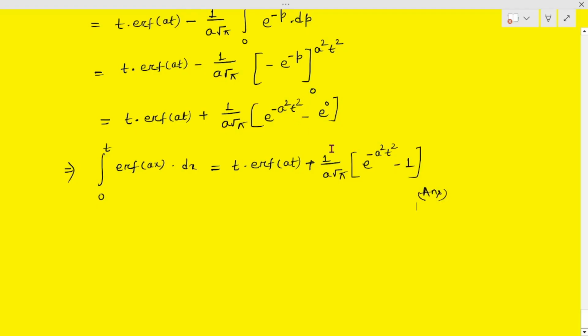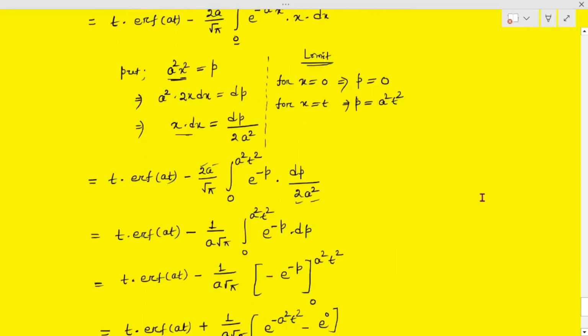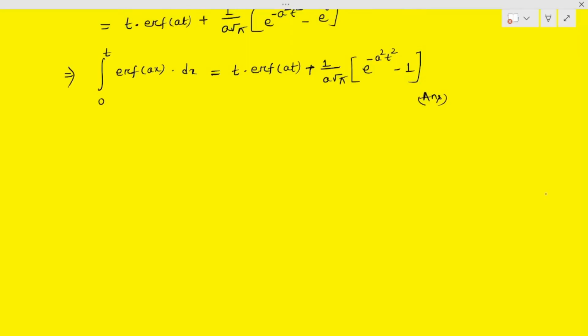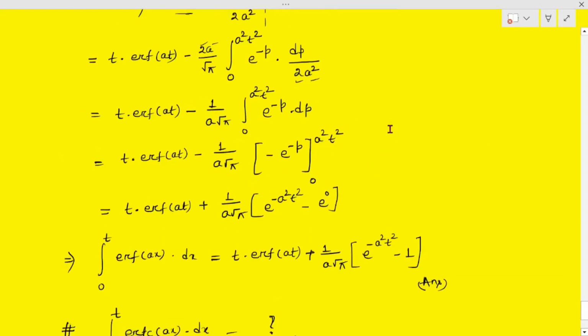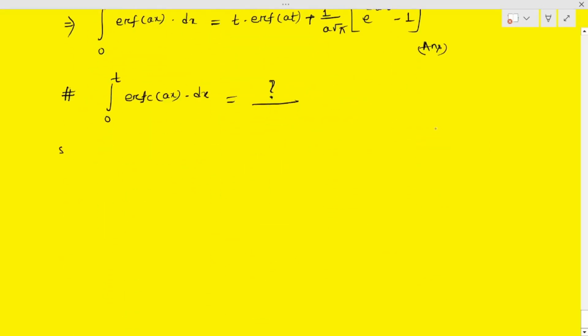Now we are going to go for integration of complementary error function. Next we are going to find out the integration of complementary error function of ax dx, limits 0 to t. Same procedure we have to follow. Okay, so let us start here.